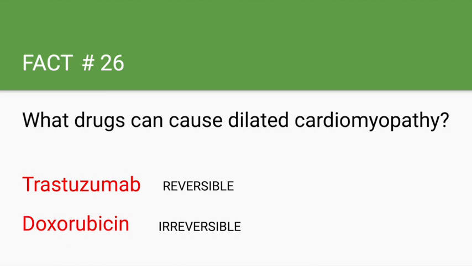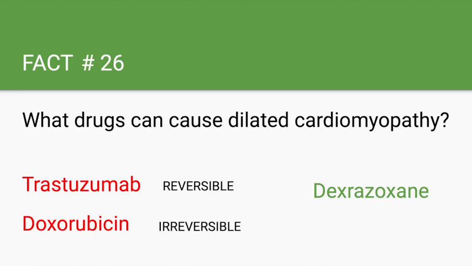Another extremely high yield fact is that dilated cardiomyopathy can be prevented or treated using dexrazoxane. This is a cardioprotective drug that's used to prevent the side effects of these chemotherapy drugs. Another high yield point is that alcohol also causes dilated cardiomyopathy. And these two chemotherapy drugs, trastuzumab and doxorubicin, can both be used to treat breast cancer.